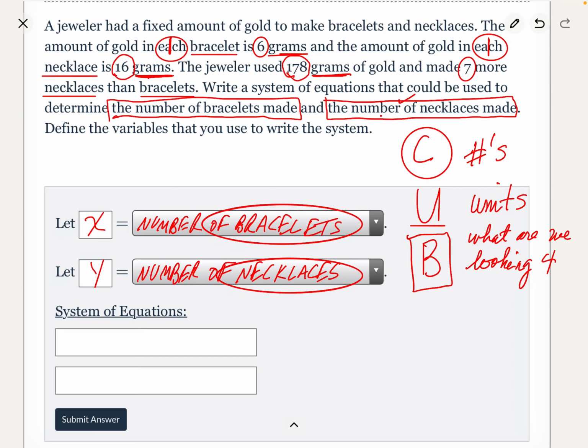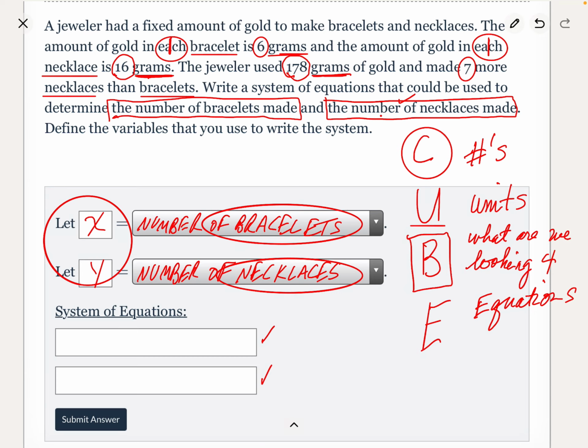Now that we've got that, the next thing we're going to do is examine this whole thing because we want to come up with an equation. We need to come up with actually two equations. And the reason we know there's going to be two equations is because we have two variables. So that's what's going to go in here. This is the reason I want you guys to start using this if you're confused about what you need to do.